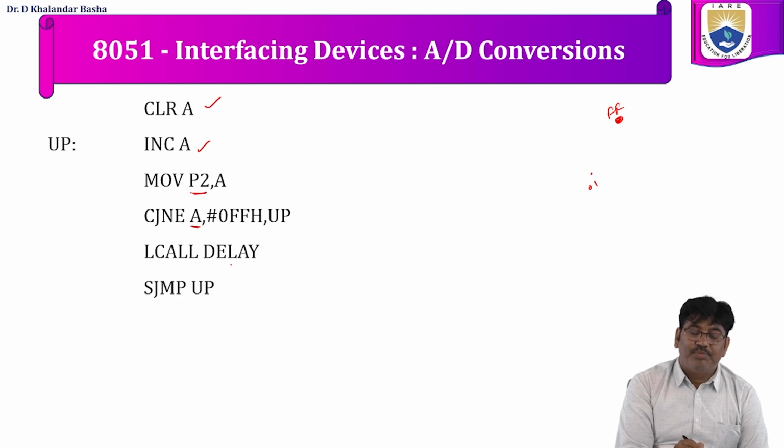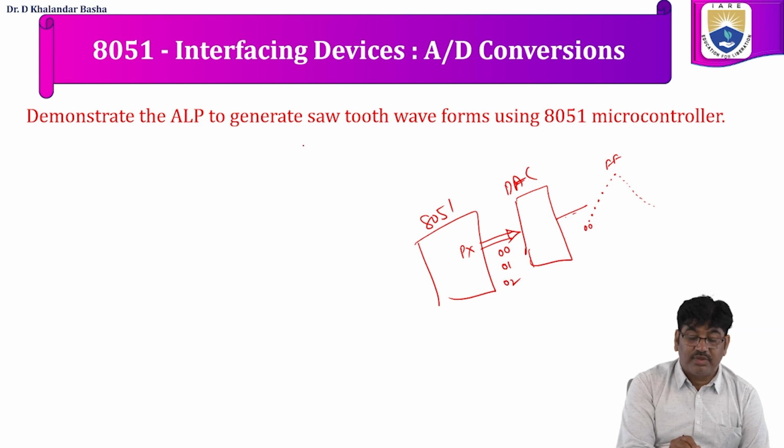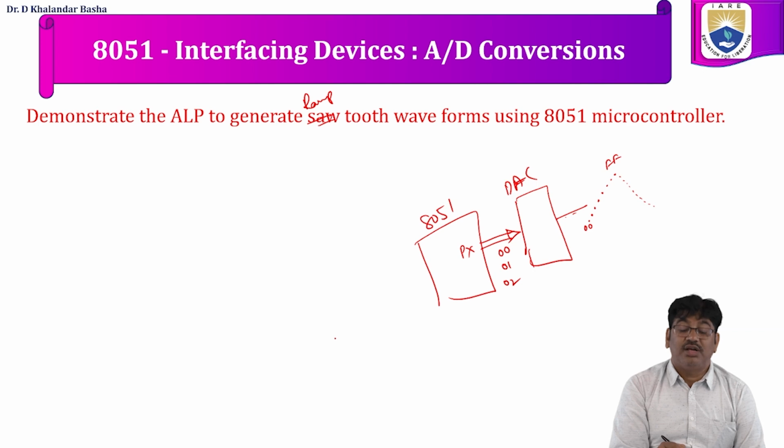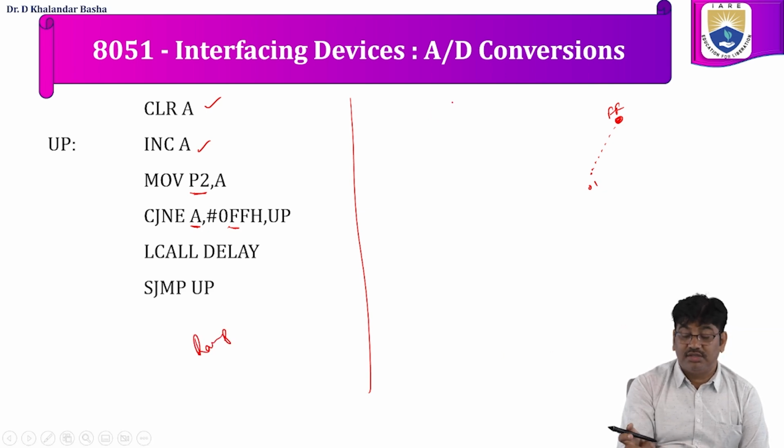Then we are going to compare the accumulator content with FF because it has to range from 0 to FF. So once it is FF, go to up. After each and every pulse, you can provide some delay, then SJMP up. So this is for generating a ramp signal actually. The sawtooth we want means again from FF to 00. Here we will write a few more instructions. So this will generate a ramp signal.